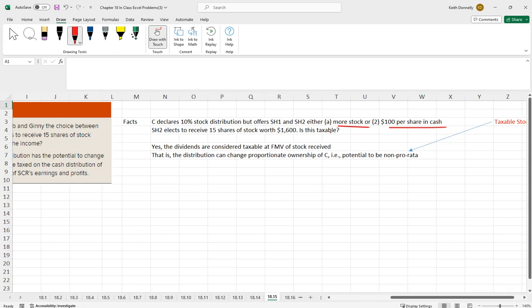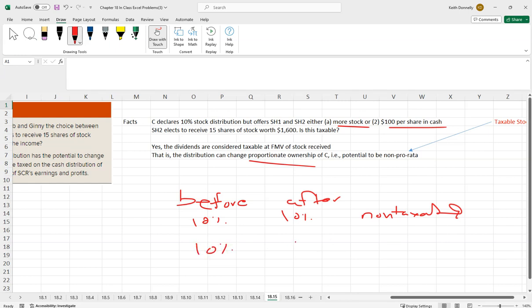What's really going on? Afterwards, there's a potential where the proportionate ownership is not the same. If we compare what you owned before and after, if it's the same effective ownership before and after, then it's non-taxable. We didn't really change anything. The only thing that changes is your basis per share. If it does have the potential to be different before and after, then it becomes taxable as a dividend.